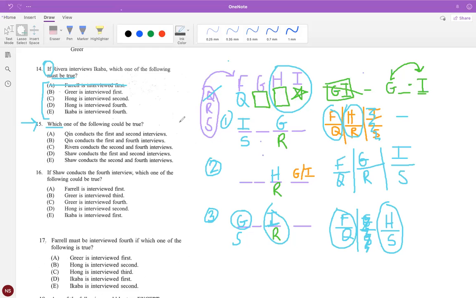But let's check the rest of them just for practice. So H is interviewed second. No. Why does that not have to be true? Because it can be interviewed fourth. Right, and that's why D is wrong as well. And then I is interviewed fourth. No, we have I in third.